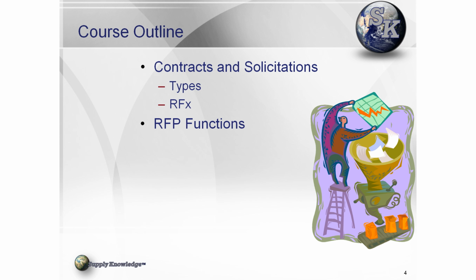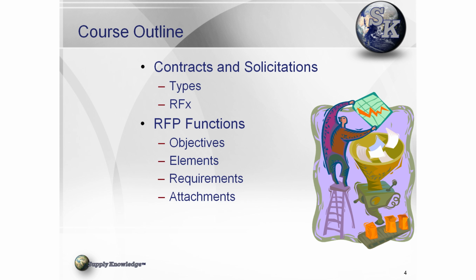This course contains materials covering a number of topics: contracts and solicitations, for one, types of contracts that use the RFP process, the RFX, so called to designate various types of requests, such as RFIs, requests for information, and RFQs, requests for quotation. Then we'll go over the RFP functions themselves, the objectives of the RFP, what elements are included, the requirements section, how to handle attachments, and a quick method to use for proposal evaluation.